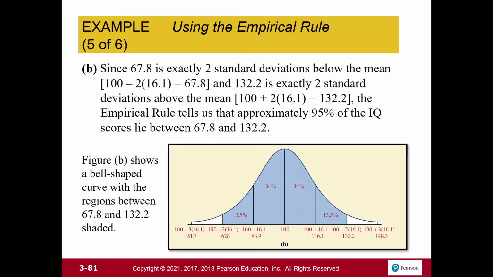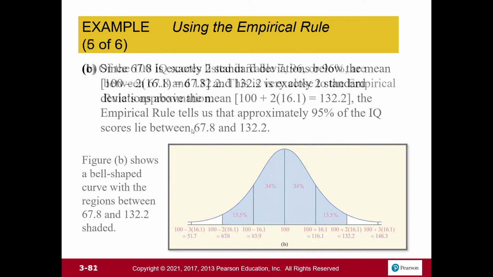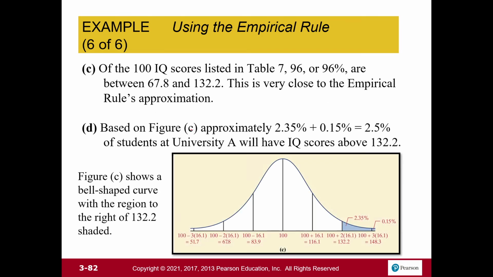So there's some more problems that they can ask as well, right? We can calculate two standard deviations below the mean, which puts us at 67.8. We know between 67.8 and 132, 95% of the data will exist. Pretty interesting stuff there.